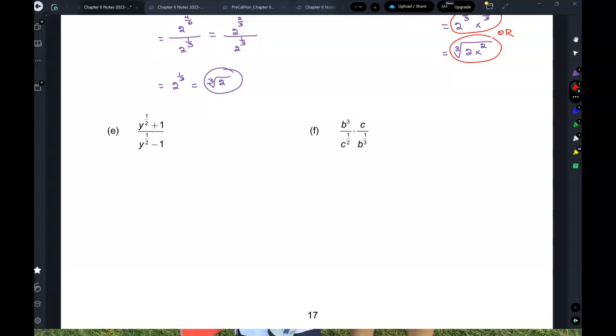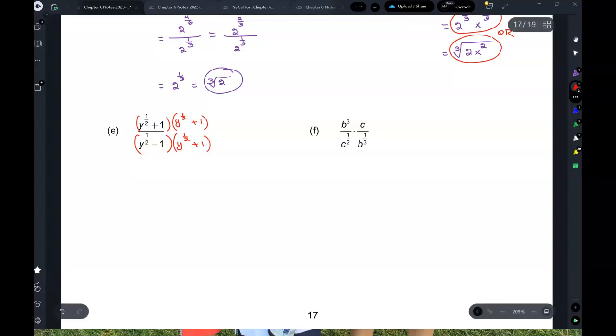Okay, what do we have here? Y to the half minus 1. In the last lesson, that would have been written as square root y minus 1, right? And how did we solve those problems? Conjugate. Multiply by the conjugate. Well, these also have a conjugate because they're the same thing written in a different way. So the conjugate of this would be y to the half plus 1.